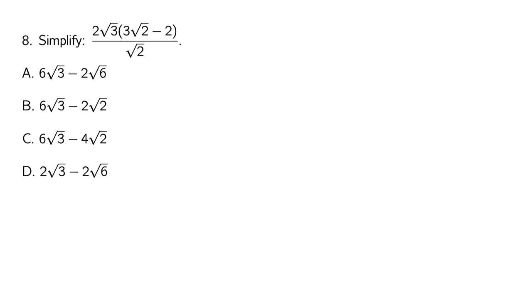The next problem is question 8. We have to simplify this. Now, if you look at the options we've been given, we see that none of them have a denominator. So we can also try to get rid of our denominator, and the way to do that is to rationalize. So we multiply both the numerator and the denominator by square root of 2.